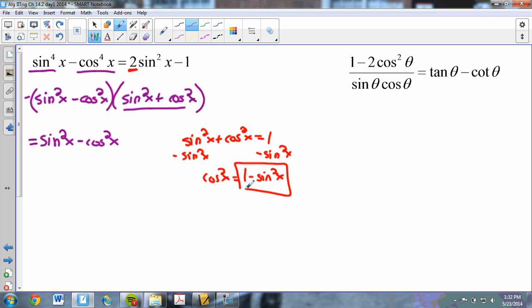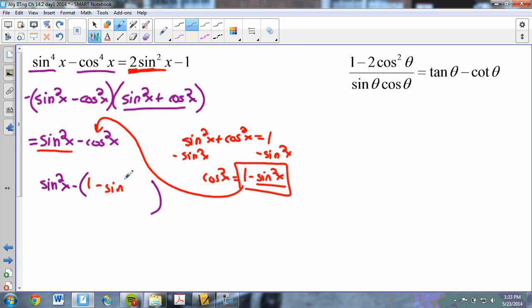And this is going to go here. What that does is give me a second sine squared. It gives me 2 sine squares, and that's what I needed. But the negative gets distributed. It's a beautiful thing when it happens. That becomes sine squared x minus 1 minus sine squared x, which is sine squared x minus 1 plus sine squared x, which is a beautiful 2 sine squared x minus 1.